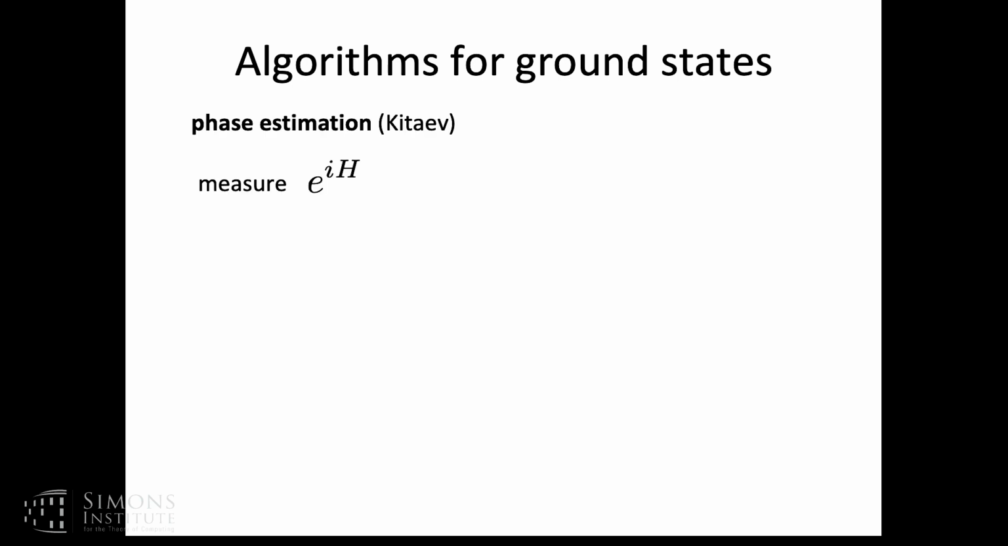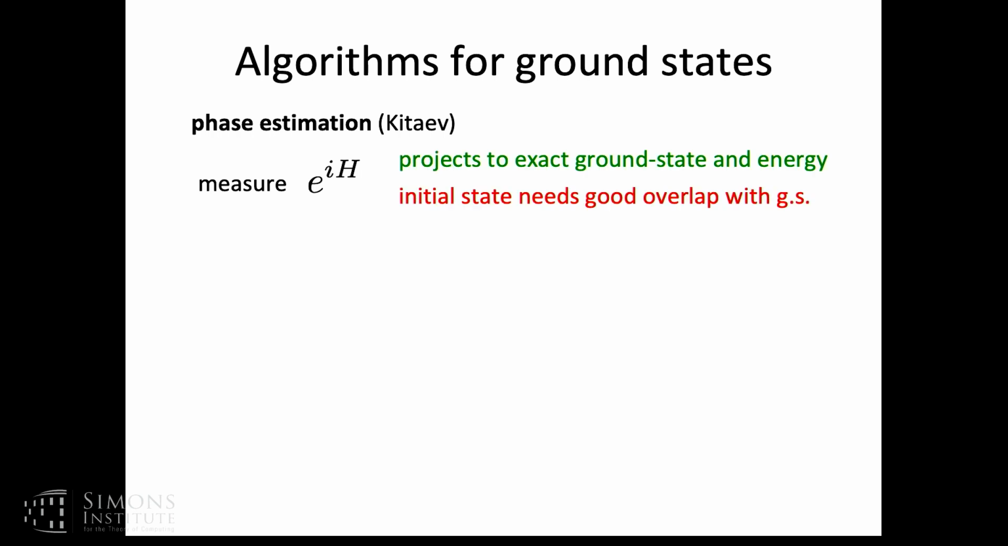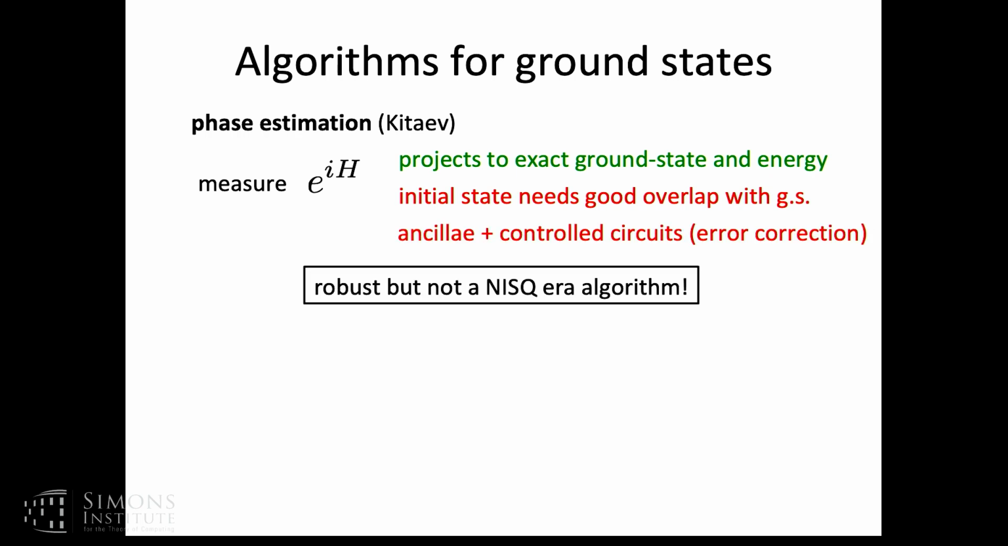And naturally, one can do phase estimation. We all know that. You just measure the Hamiltonian in essence, and that will give you the ground state with some probability if you do the state preparation. The issue with phase estimation, though it's a very robust algorithm, is that it's not a NISQ era algorithm, because you need a lot of controlled circuits, or at least not the current NISQ era. So I think everyone knows that.